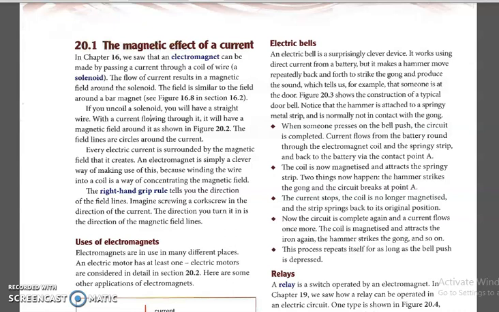There will be a figure here. I will show you that. Every current is surrounded by the magnetic field that it creates. We have studied about the dynamo and how Michael Faraday related the relationship between electricity and magnetism. An electromagnet is simply a clever way of making use of this. Because of winding the wire into a coil, there is more concentration of this particular magnetic field.